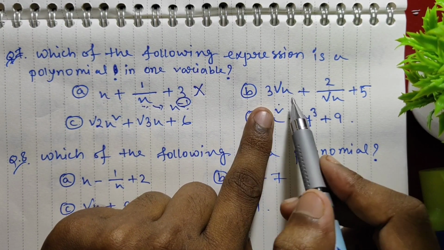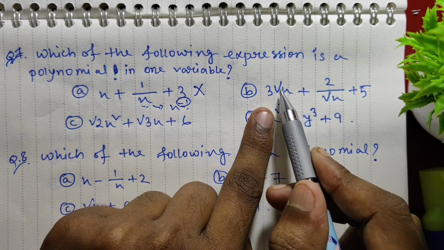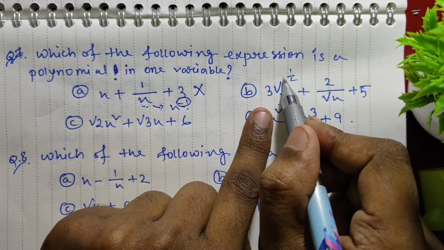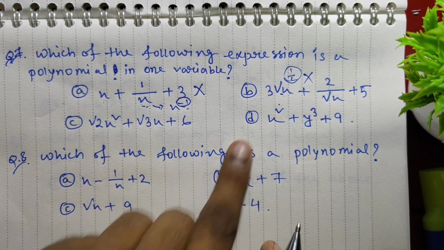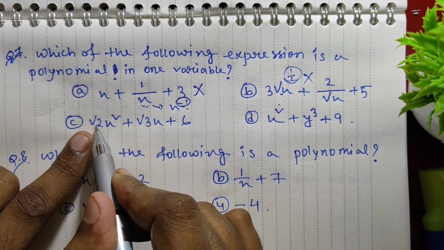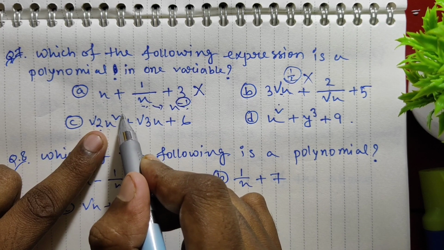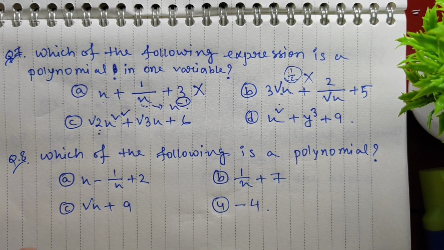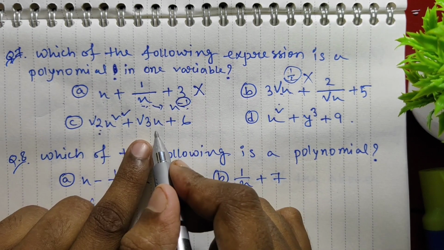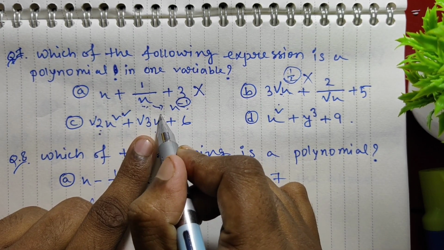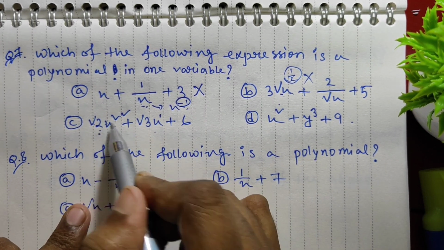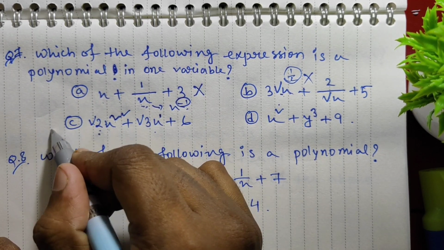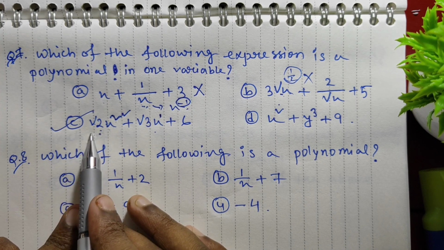Now see this one. What is the power of x? It is root. Root means power is what? Power is half, which is not a whole number. So this is not a polynomial. Now see number 3. Root 2x square. Power is what? X square means 2. So as it is 2, this can be a polynomial. Now see this one, and here the power is 1. So as we see in both cases, powers are whole numbers, here 2 and here 1. So this is a polynomial and this is the correct answer.